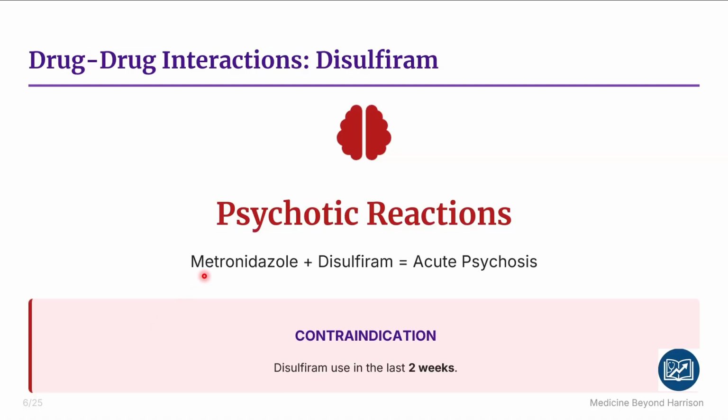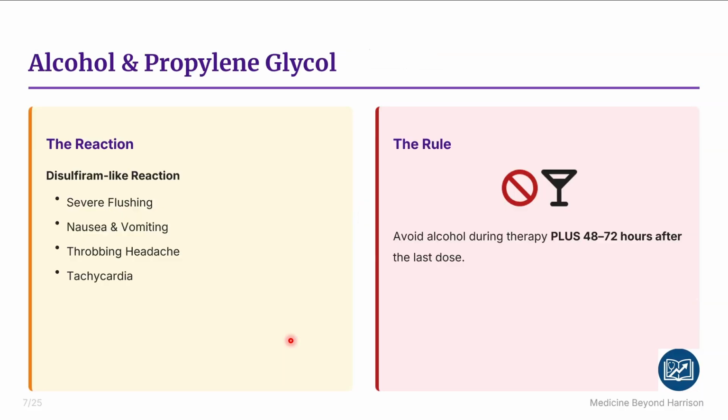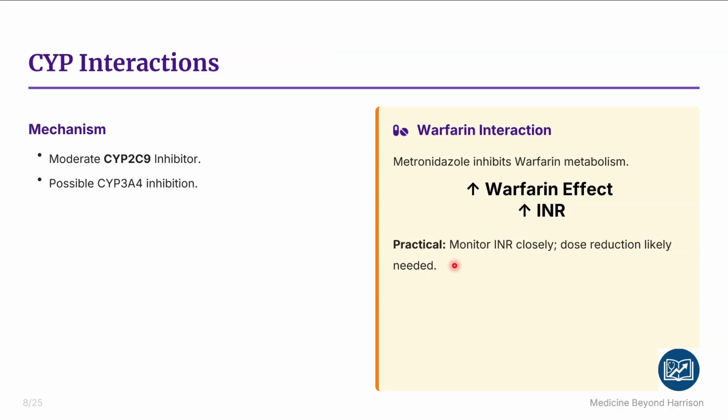Drug interaction: metronidazole mainly has a psychotic reaction. Metronidazole plus disulfiram can lead to acute psychosis, so it's contraindicated. Disulfiram use in the last 2 weeks is a contraindication. Among drugs that can cause disulfiram-like reactions, one of the main important drugs is metronidazole. With alcohol, again, there is a disulfiram-like reaction. There will be severe flushing, nausea, vomiting, throbbing headache, and tachycardia with metronidazole. So avoid alcohol during therapy, and for 48 to 72 hours after the last dose. Either take one, don't take both, because you will get the disulfiram-like reaction.